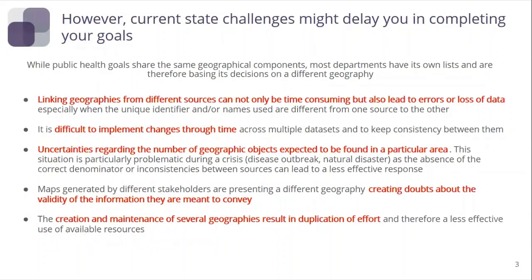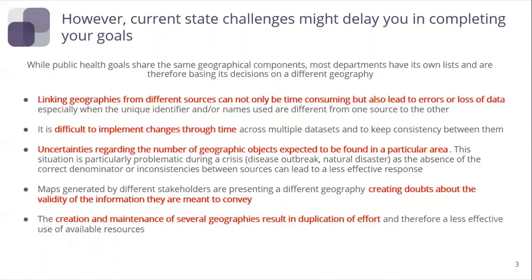For example, we see in the GMS how most departments currently have their own list and are therefore basing their decisions on a different geography. We experience how linking geographies from different sources is very time consuming. For example, when preparing for a net distribution campaign, ensuring your health facility list and village list used by the MOH can be linked to a population census, to allow better targeting of resources and understanding the denominator you are targeting, is usually very complicated and sometimes not possible to fully match those data sets.